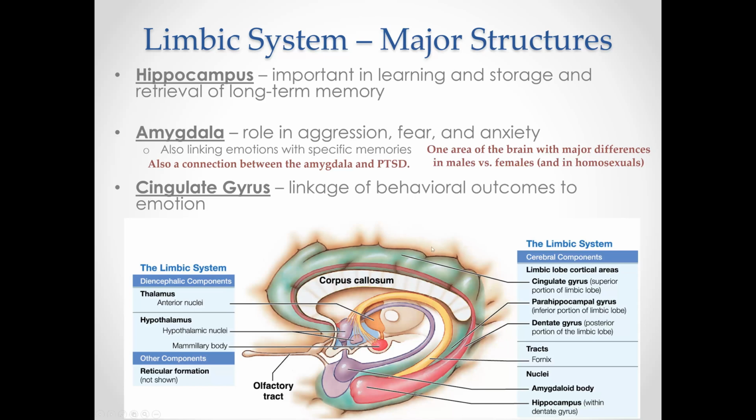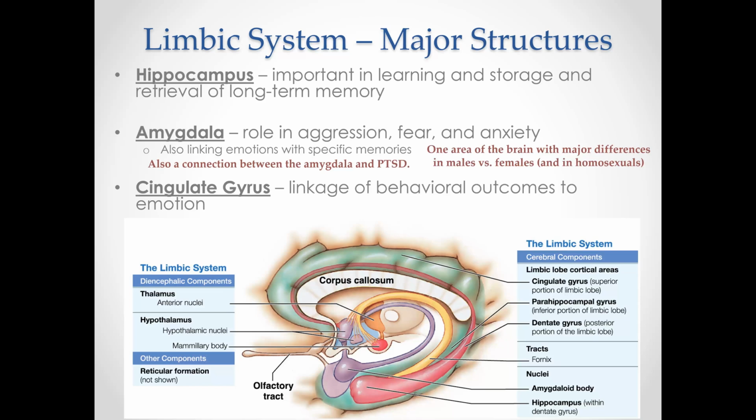And then the cingulate gyrus is this fold of the cortex that sits right above the structure called the corpus callosum, and it's shown in green here at the top. The cingulate gyrus links behavioral outcomes to emotion. So for example, you decide to do something and the result was either a very positive result or a very negative result. The cingulate gyrus helps you link that corresponding emotion with what your behavior was.